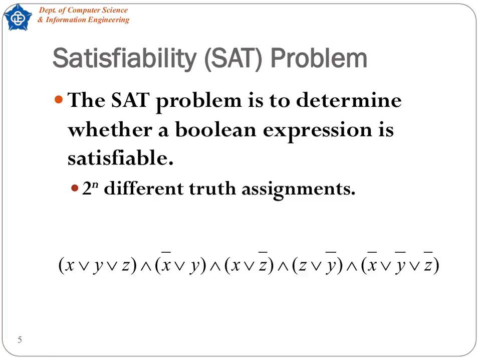For example, consider a formula over x, y, and z, such as x or y or z, and not x or y, and so on, ending with not x or not y or not z. Here we have 5 clauses, each a disjunction of literals involving x, y, and z. To determine satisfiability, we must find at least one of the 2 to the power of 3 equals 8 possible truth assignments that makes every clause true. That combinatorial blow-up is exactly what makes SAT such a challenging problem.